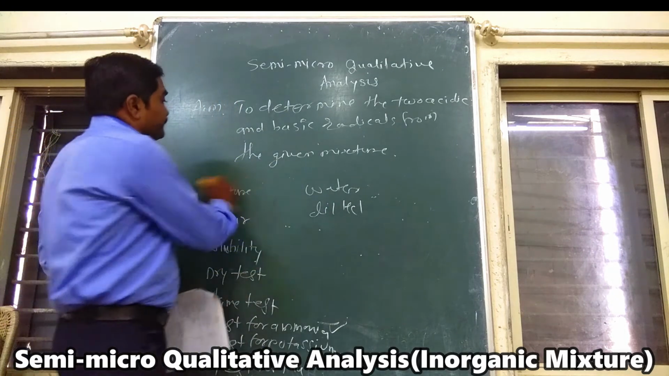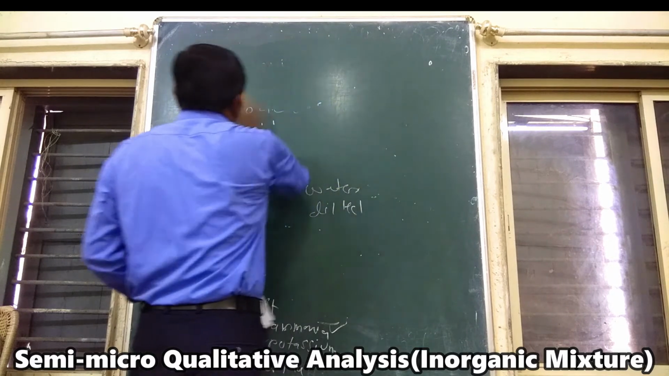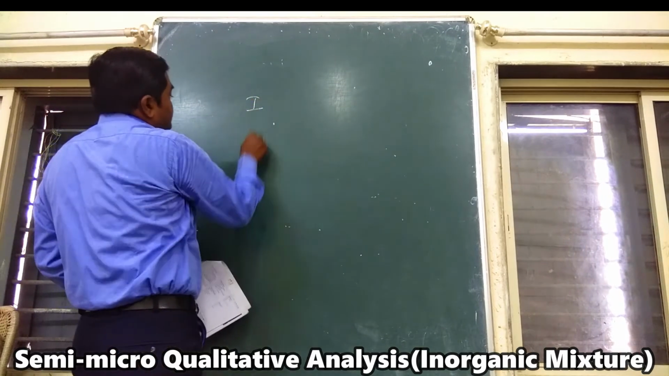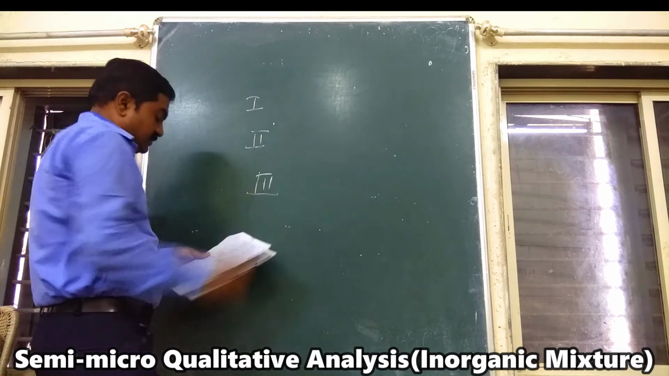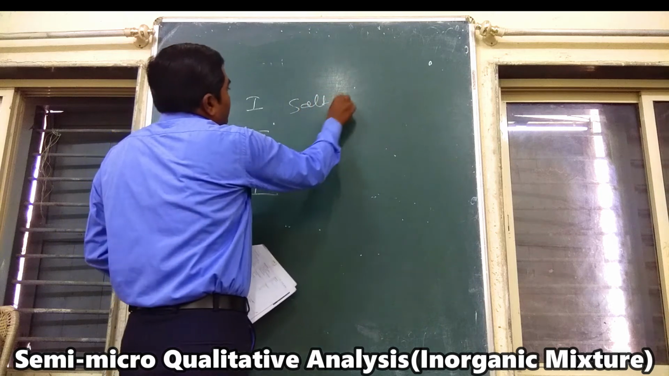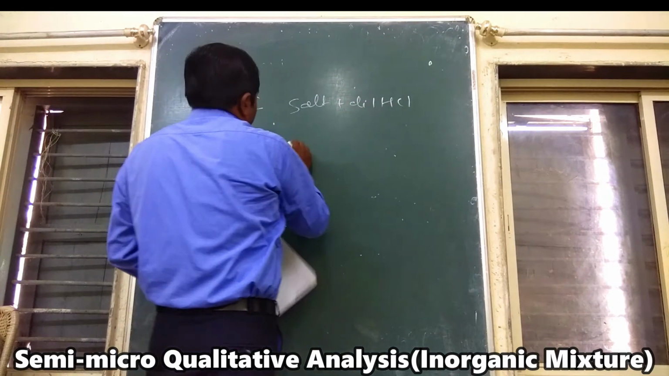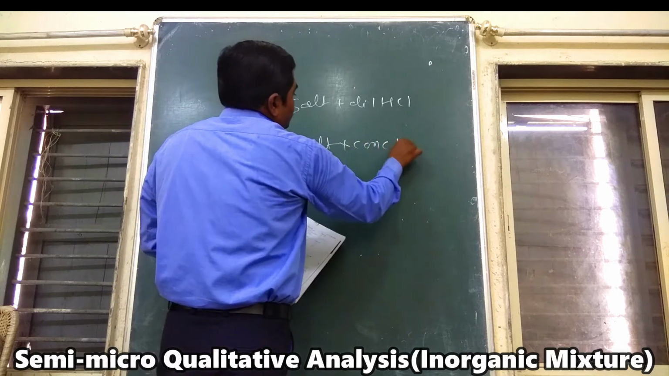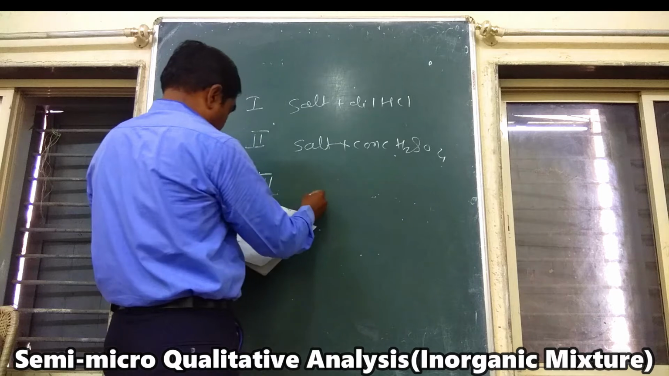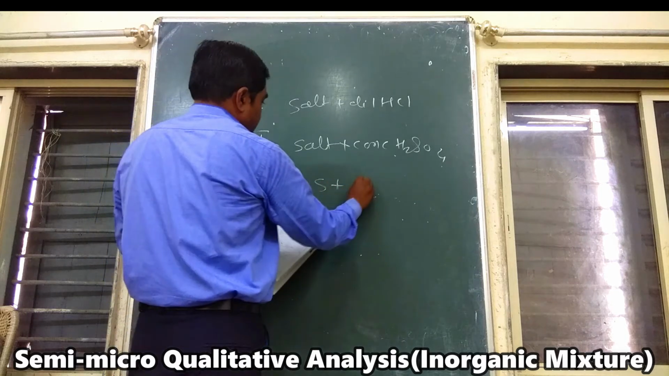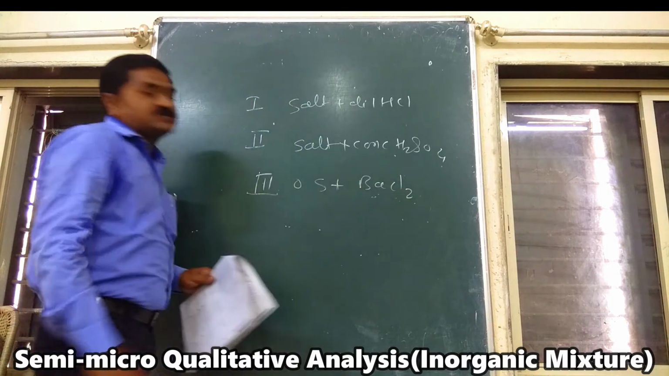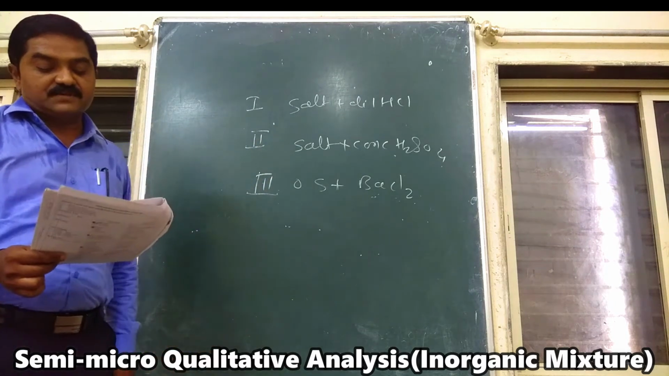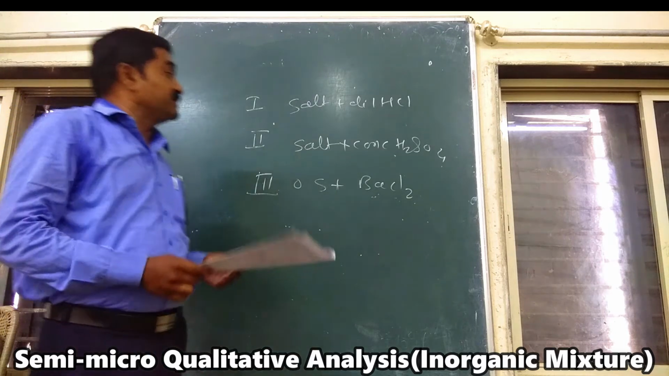Then the detection of acidic and basic radicals. In the acidic radicals, there are three groups: first, second, as well as third. First, salt plus dilute HCl; second, salt plus concentrated H2SO4; and third one is original solution plus barium chloride. In the first group, salt plus dilute HCl, colorless gas is evolved with effervescence of CO2, which turns lime water milky. There may be carbonate present.